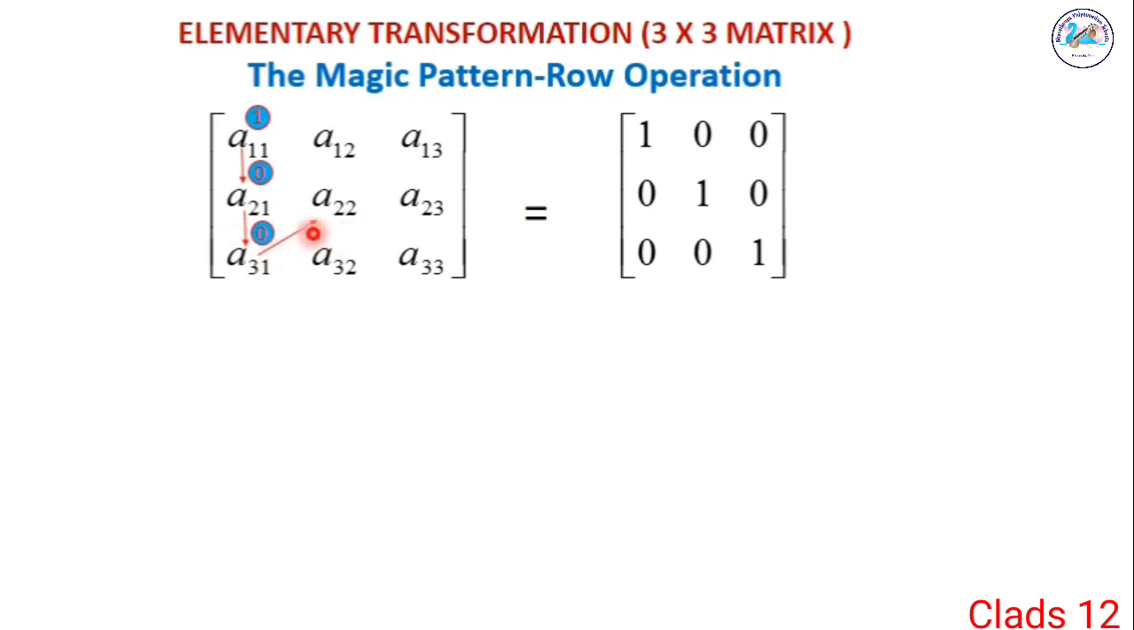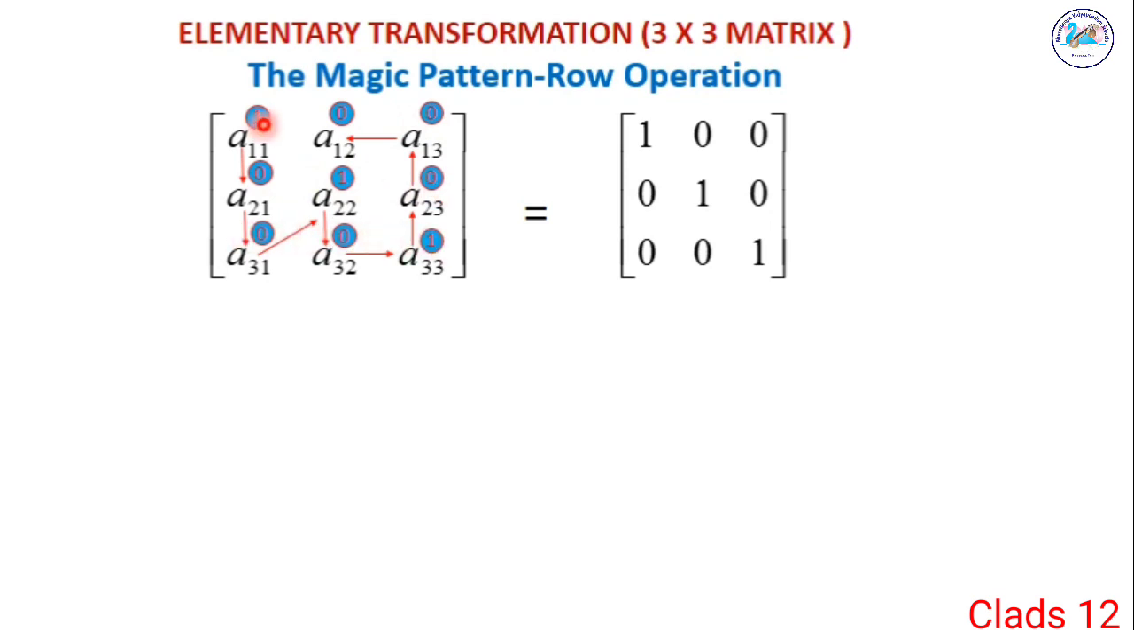Next you have to move to A22, and that element you have to make 1. Then you have to move down and come to A32 and make that element 0. Then you have to move right and go to A33, and that element you have to make 1. Then you have to move up and get A23 and make that element 0. Next you have to move up and you will reach A13 and make that element 0. Then you have to move left, you will reach A12 and make that element 0. So now the identity matrix is ready here, 1 0 0, 0 1 0, 0 0 1.